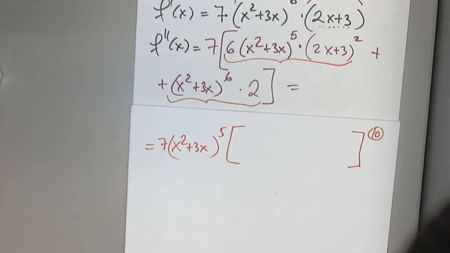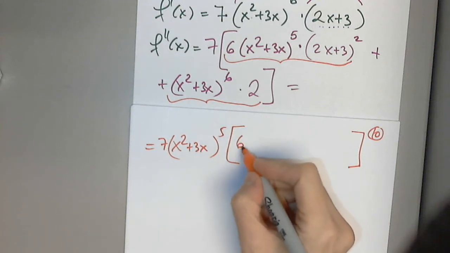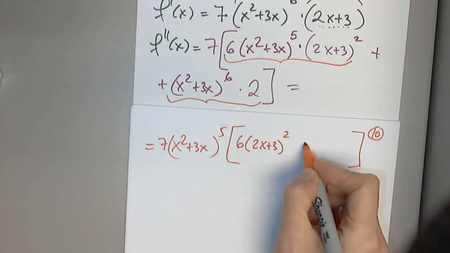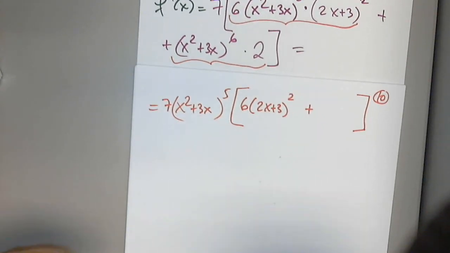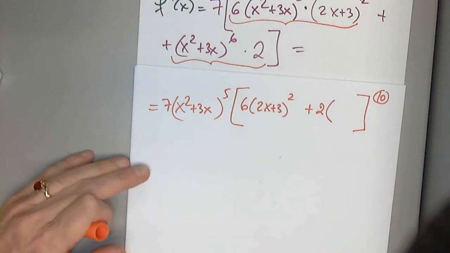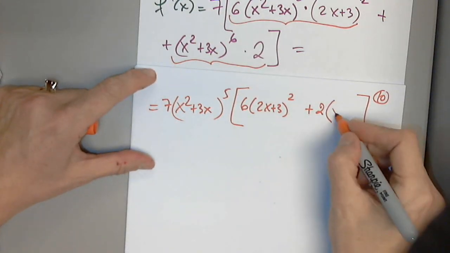And please tell us what is left from the very first term once we pull out this factor. 6 is left, and (2x plus 3) is left squared. So 6 is left, and (2x plus 3) squared. Plus, what is left from the second one? The 2 is left, and from these 6, we pulled out 5 of those. So plus what? 2, and in parentheses, that's it.